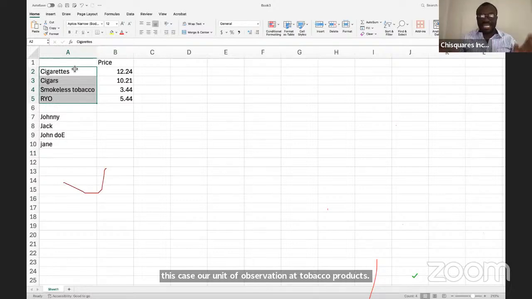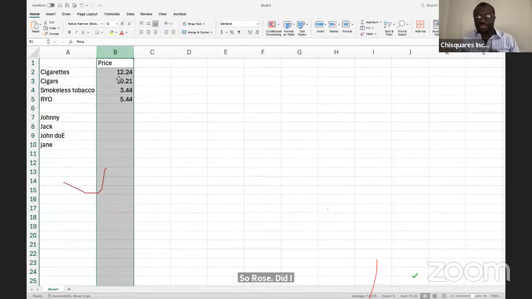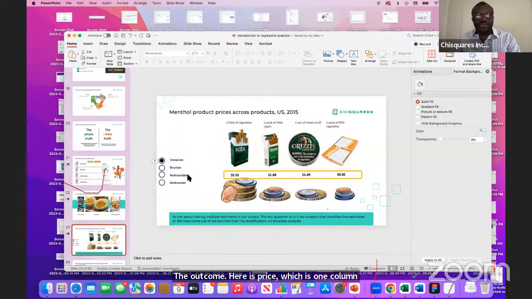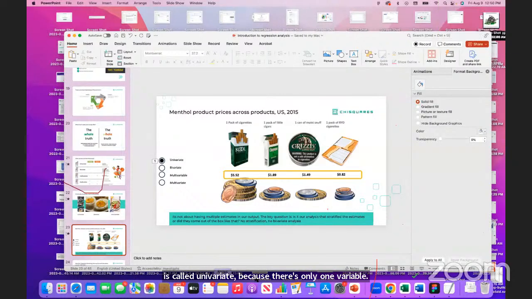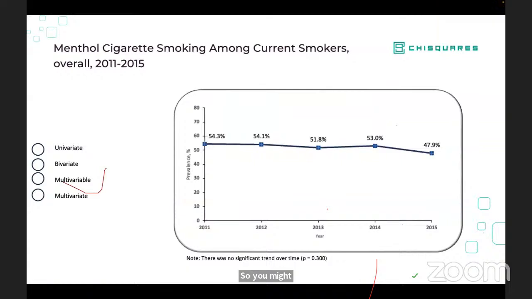So a data set is made up of rows and columns. In this case, the outcome here is price, which is 1 column. So that is why this is called univariate, because there's only 1 variable we're analyzing for a different product. I hope that is clear. And when you relate it to mattress dimension, it's still the same 1 dimension. So in mattress, this is also a 1-dimensional table that you are supposed to have.